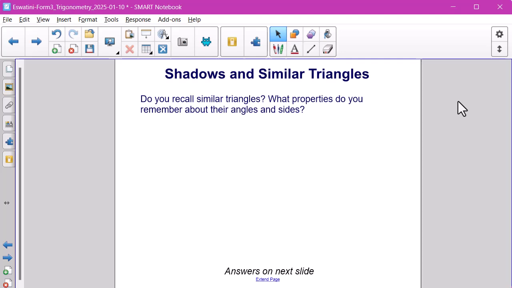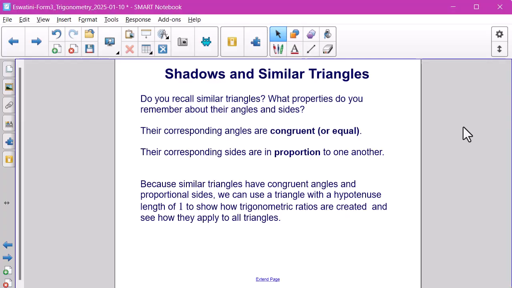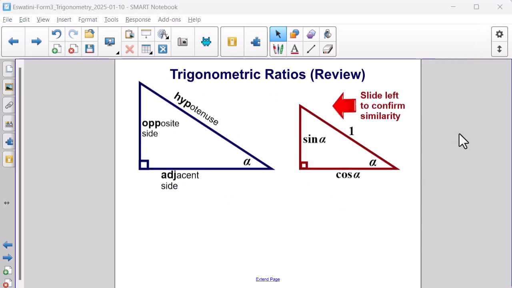What properties do you remember about their angles and sides? In similar triangles, the corresponding angles are congruent or equal in measure, and their corresponding sides are in proportion to one another. Because similar triangles have congruent angles and proportional sides, we can use a triangle with a hypotenuse length of 1 to show how trigonometric ratios are created and see how they apply to all triangles.